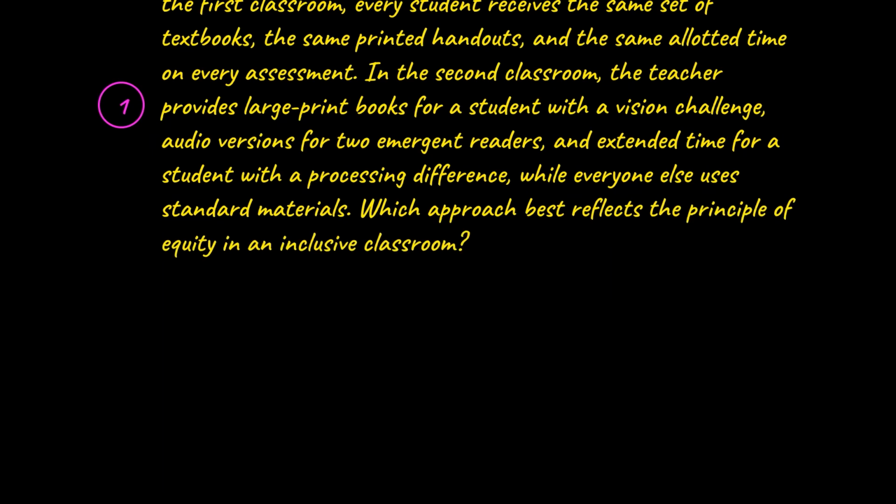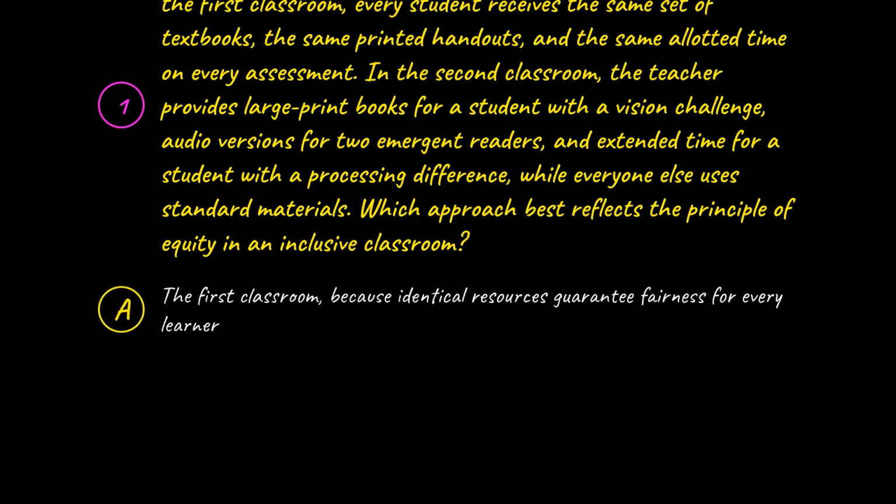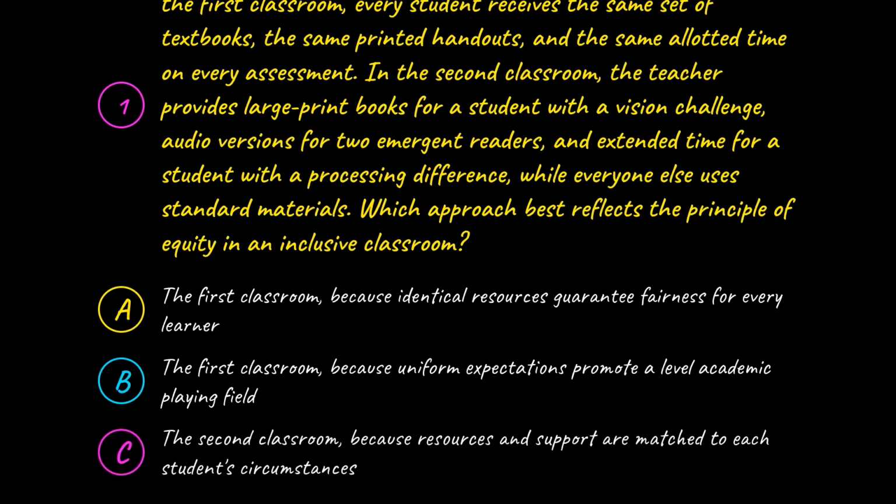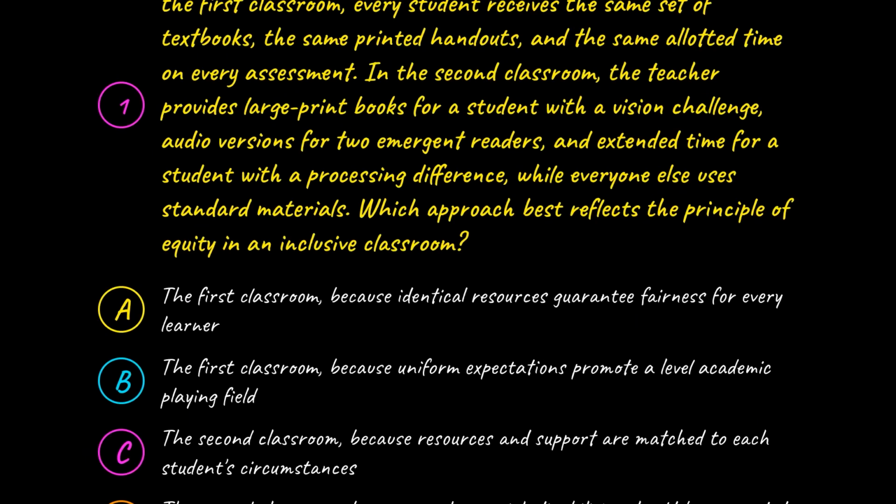Your options are: A. The first classroom, because identical resources guarantee fairness for every learner. B. The first classroom, because uniform expectations promote a level academic playing field. C. The second classroom, because resources and support are matched to each student's circumstances. D. The second classroom, because students with disabilities should be separated from peers. Which one is it? Pause the video if you need more time.